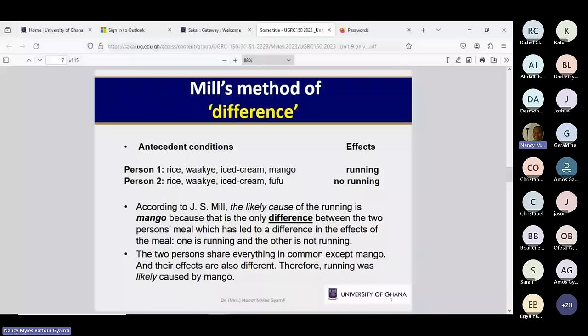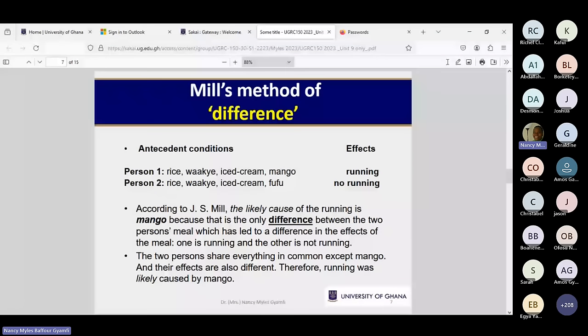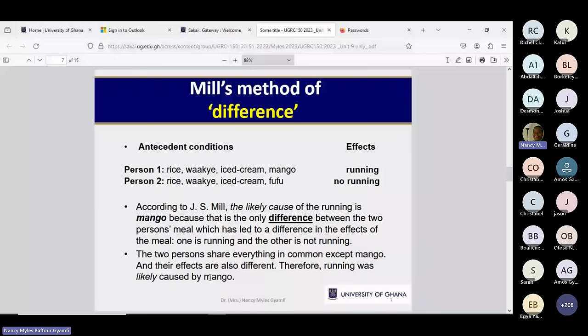So that should tell you, whereas person one is running, person two is not running. So the effect is not the same. The effect is different. I'm showing you signs to look out for to determine whether you have a method of agreement or a method of difference. Which of the methods should you use? Effects are different. So if you want to diagnose immediately, it should tell you that something is different in the antecedent conditions. That's what you are going to look for. That is the method we call the method of difference.